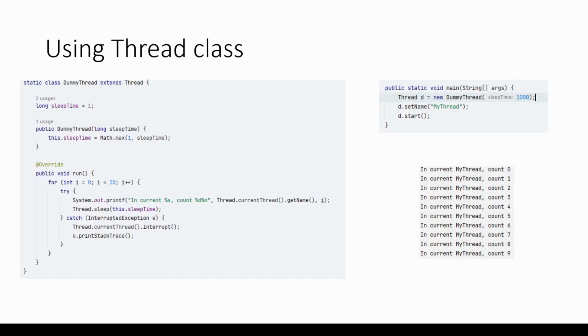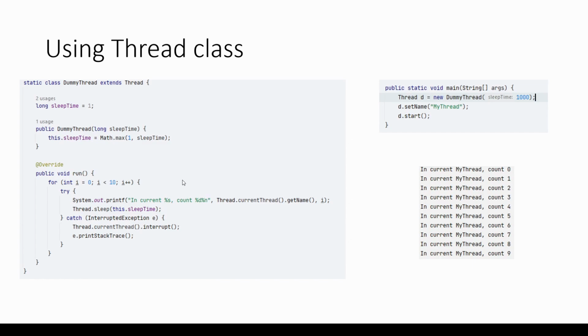So let us start by seeing how we can create threads by extending the Thread class. As you can see here, I have a class named DummyThread which extends the Thread class. Whenever any class extends the Thread class, it is mandatory for that class to override the run method. This run method is present in the Thread class and is called whenever any thread starts. So this is the primary method. As soon as a thread starts, this method will get called.